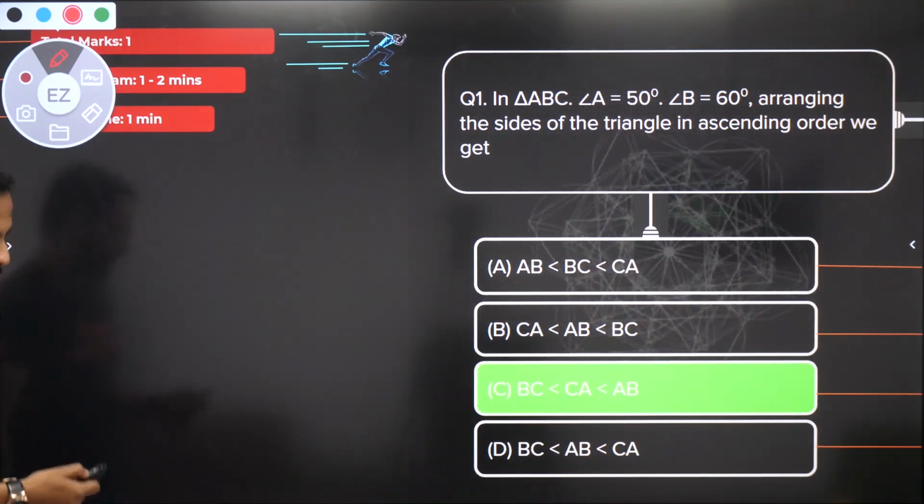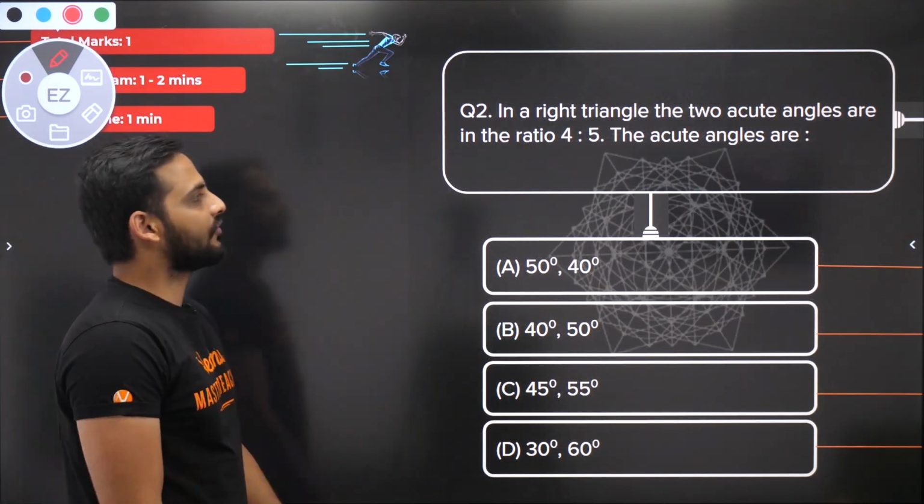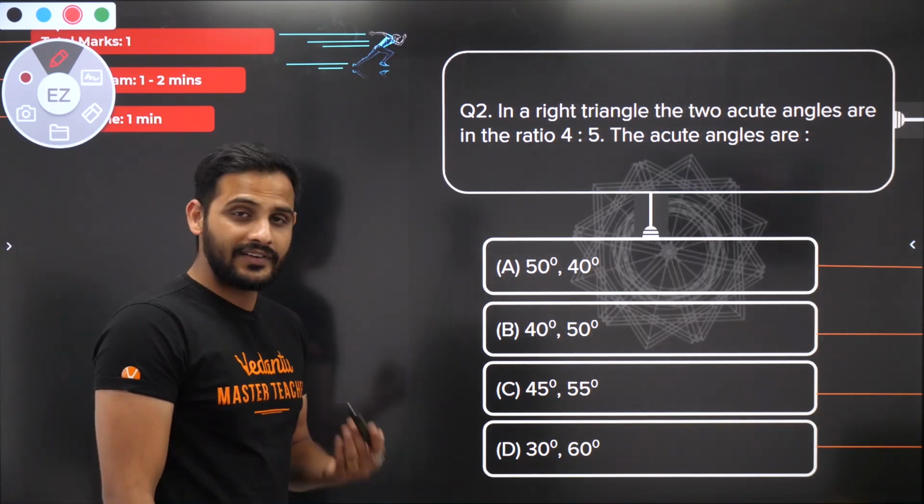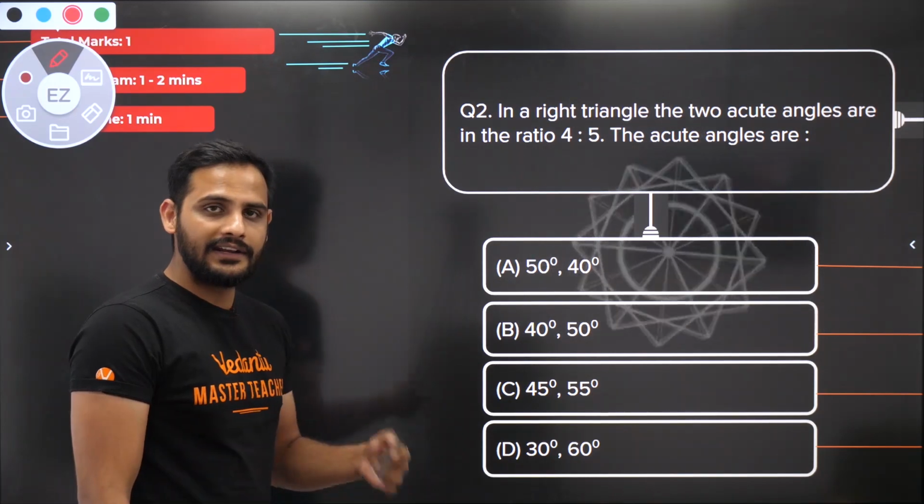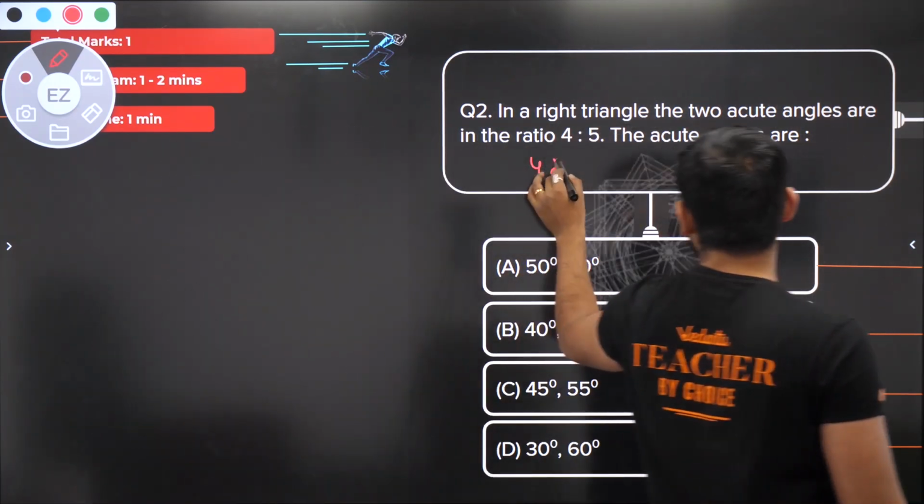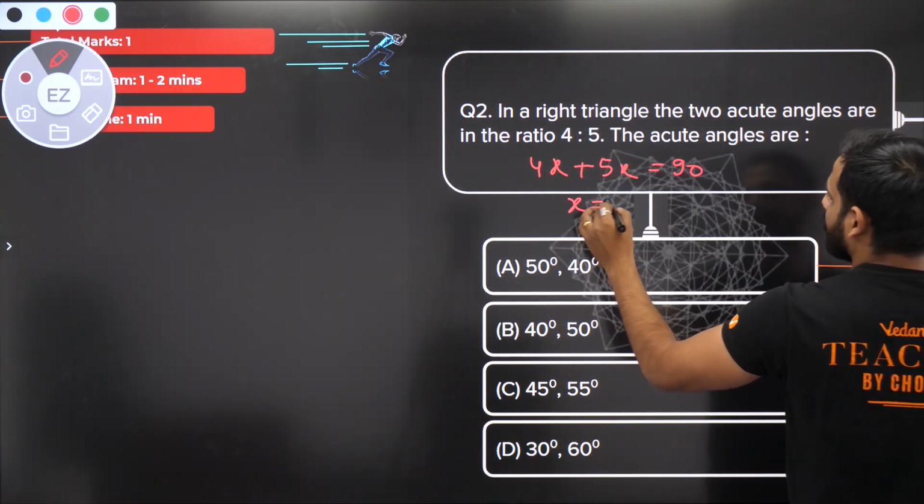Chalo, let's move to the next question. The next question is this. In a right angle triangle, the two acute angles are in the ratio 4:5. The acute angle is very easy, by 4:5. So I know if it is a right angle triangle, one angle is 90, so the sum of the other two angles should be 90 only. So I can say, sir, 4x plus 5x is equal to 90.